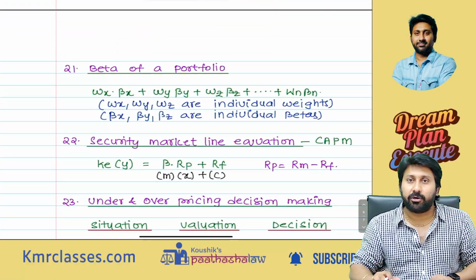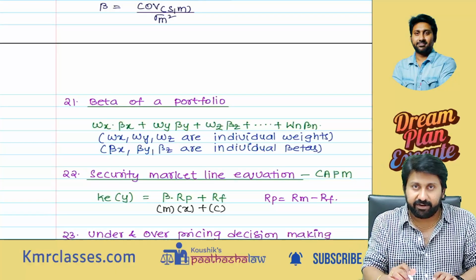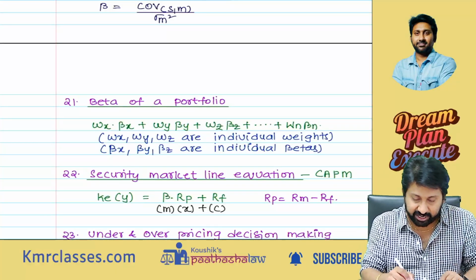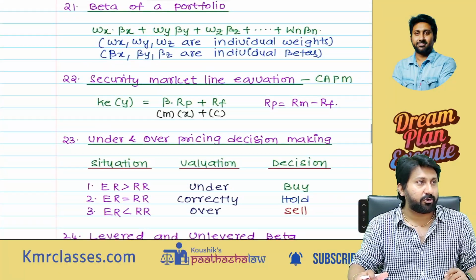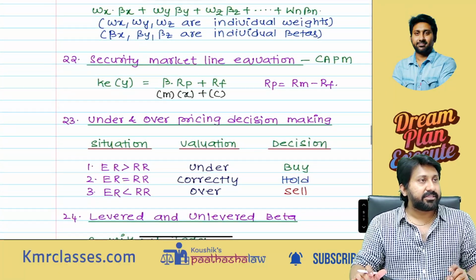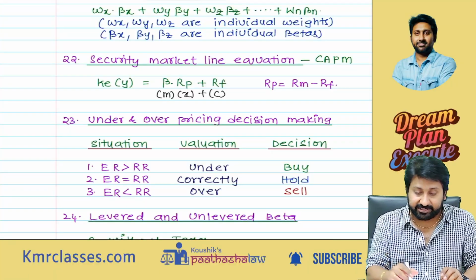Beta of a portfolio. Normally, beta of a portfolio we calculate as weight multiplied by beta, where weight is the proportion of amount invested: Wx beta x, Wy beta y, Wz beta z, like that, for n number of securities. Next, security market line equation, very important. Exam questions came in this equilibrium case.